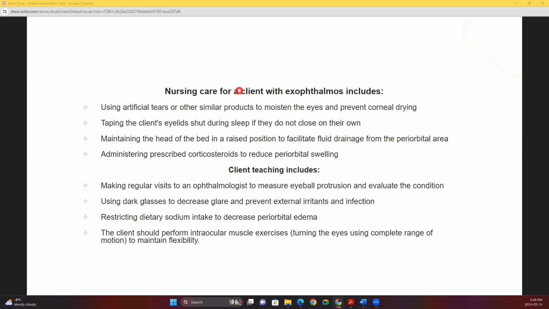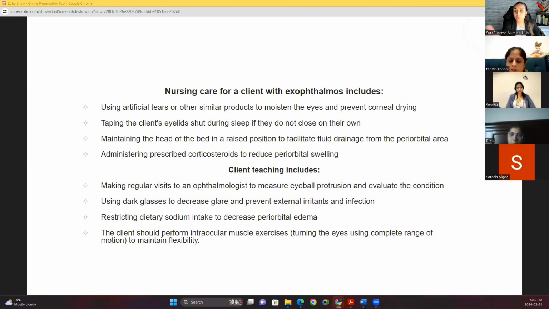And I don't know if anybody has experience, like I have experienced, if you guys are care aides, maybe you have seen this. We are taping the eyelids during the night time, because when these patients are sleeping, their eyeballs are so much protruding outside that they can't close the eyelid. So we are putting the tape onto the eyelids.